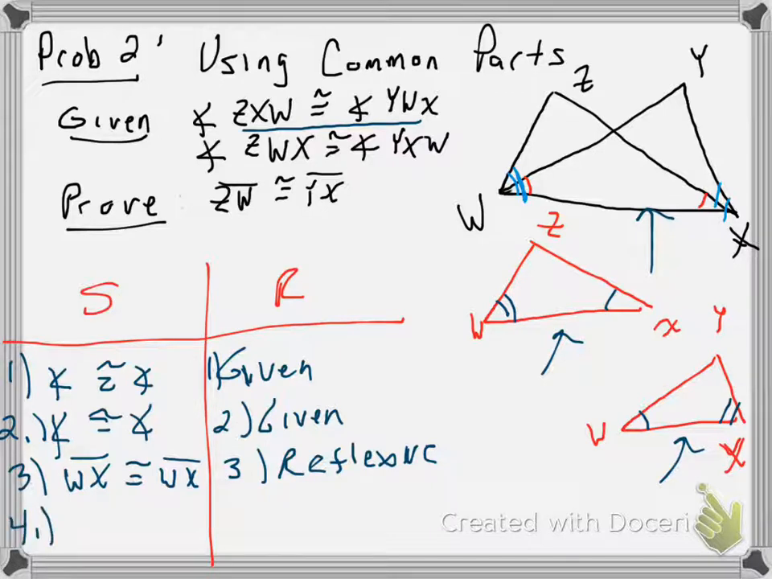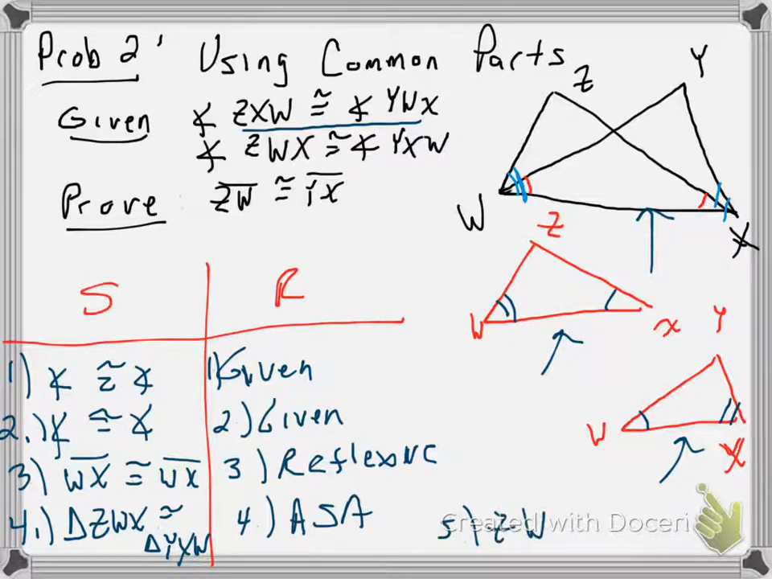I can state triangle ZWX is congruent to triangle YXW by angle, side, angle. And number 5 here, I'm going to just move it over to the right here. Number 5, we're going to state ZW is congruent to YX by everyone's favorite CPCTC. Can't fit it in there, but you understand the concept.